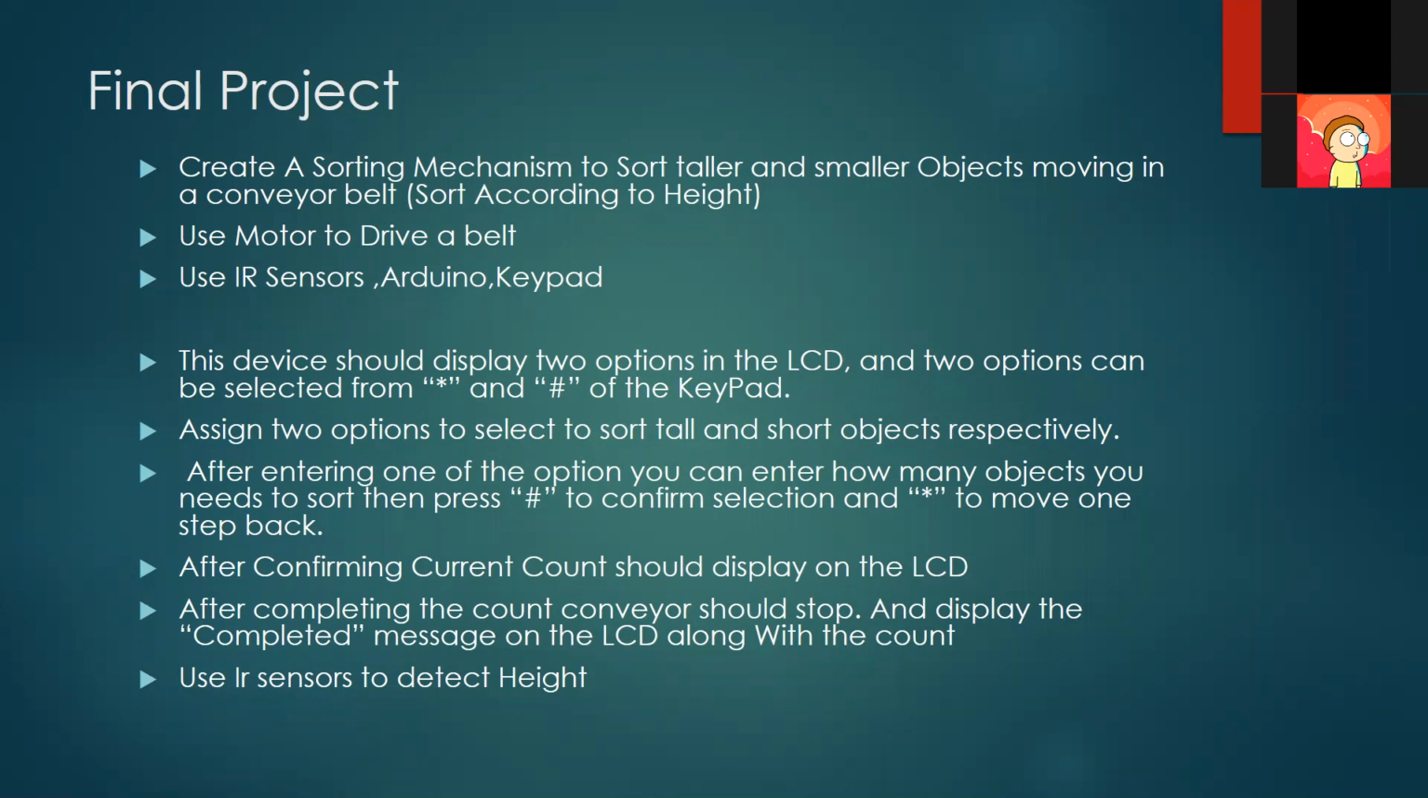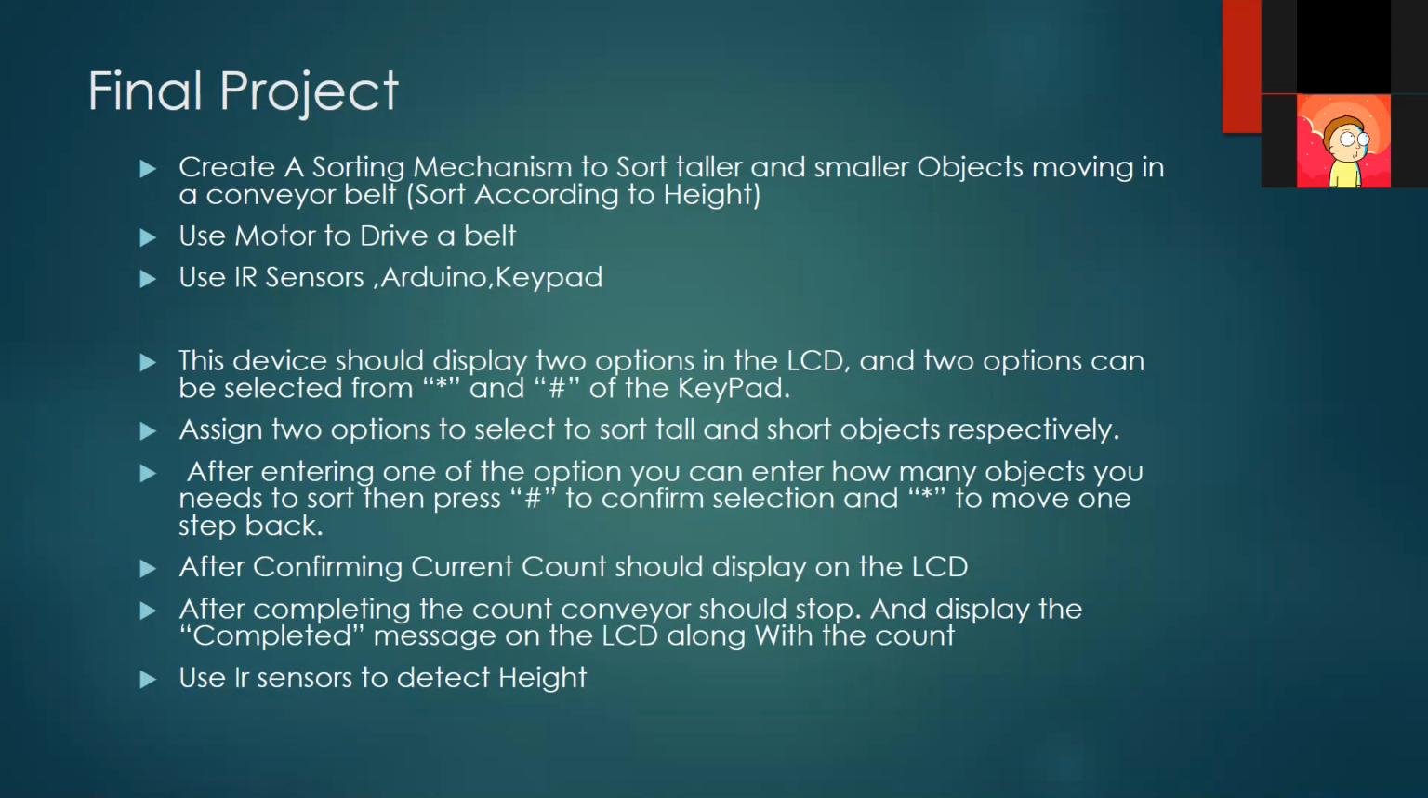I need a mechanism to sort tall and small objects. That means you can take any average height. Let me take an example. If you need to sort 10 centimeter height boxes from 5 centimeter height boxes, then you can use this kind of example. So then you have to use a motor to drive the belt and IR sensors to detect the height of the box or object.